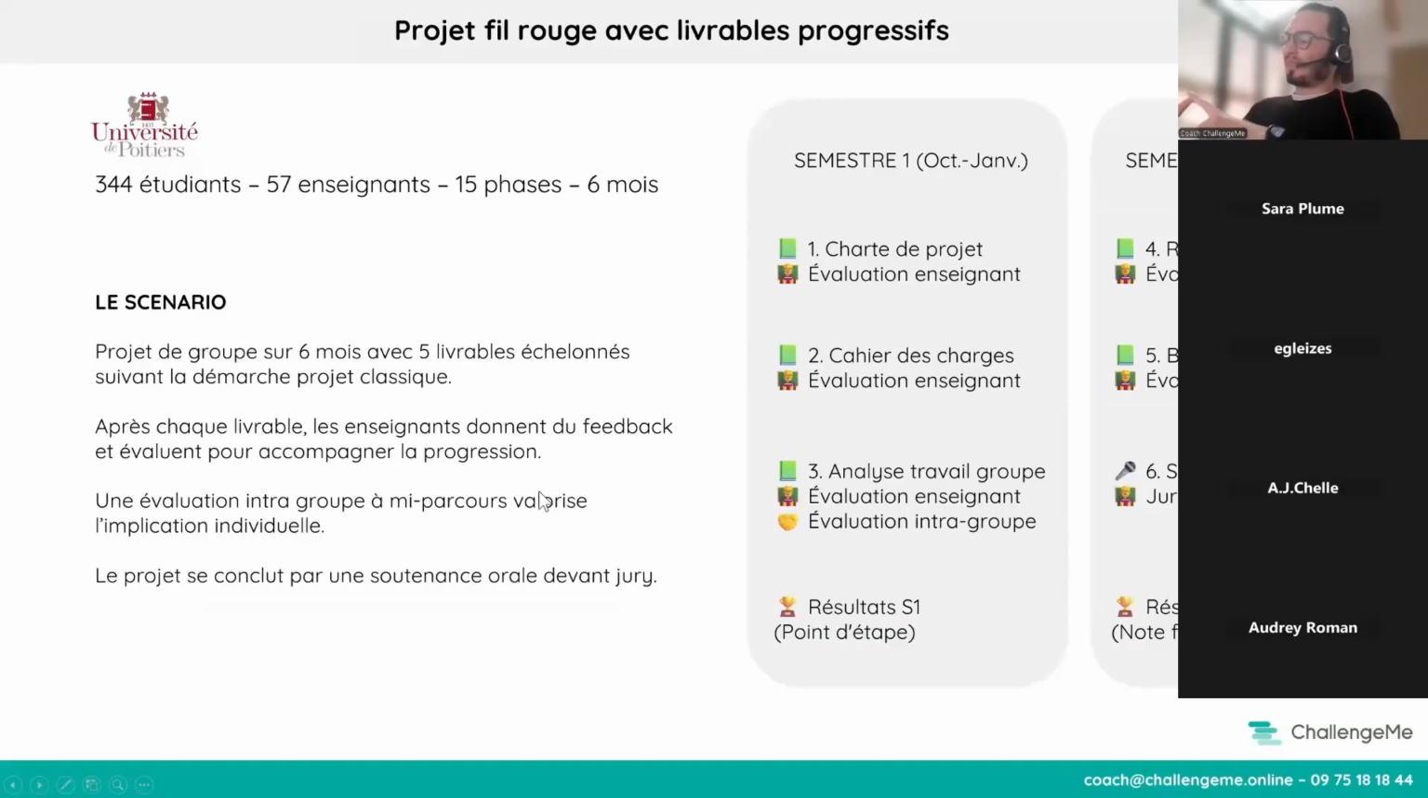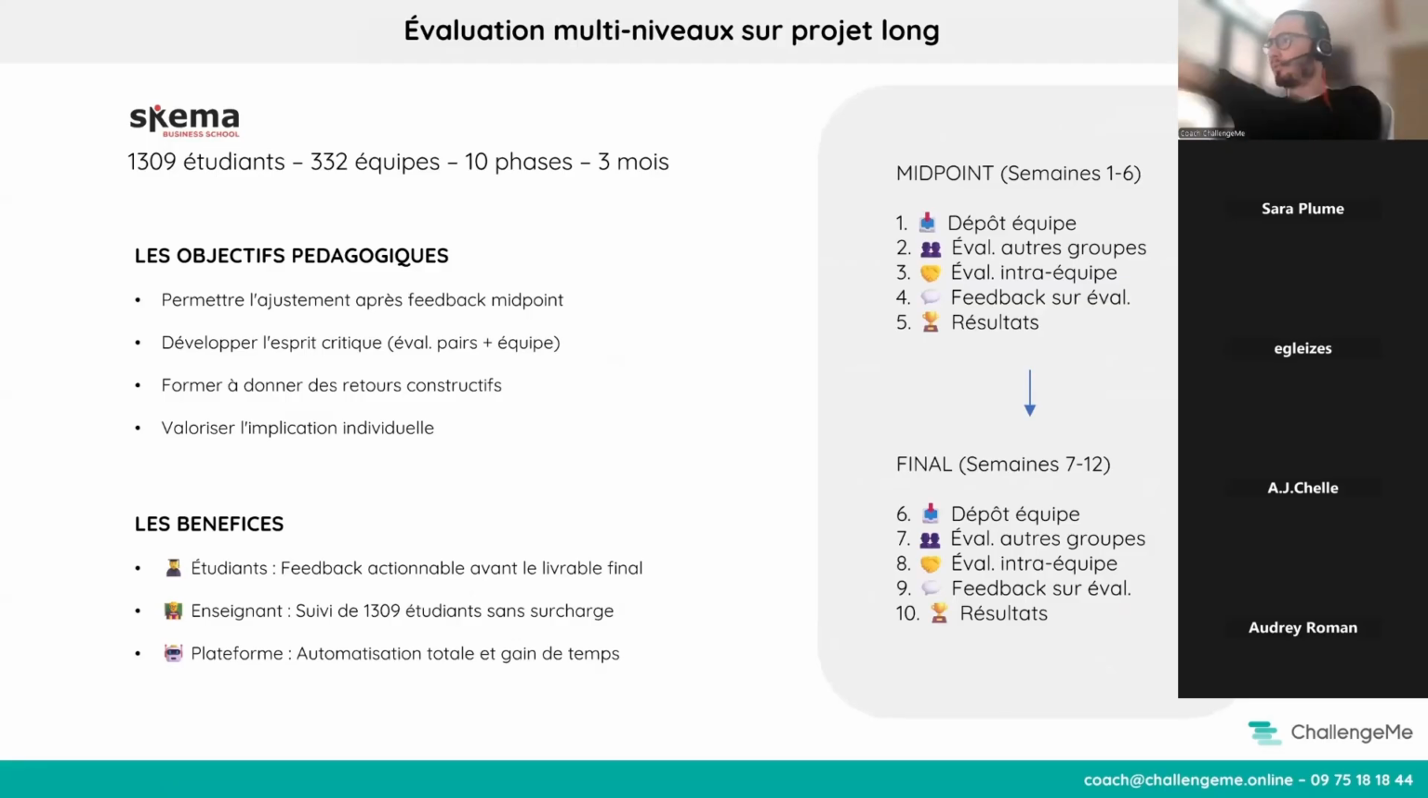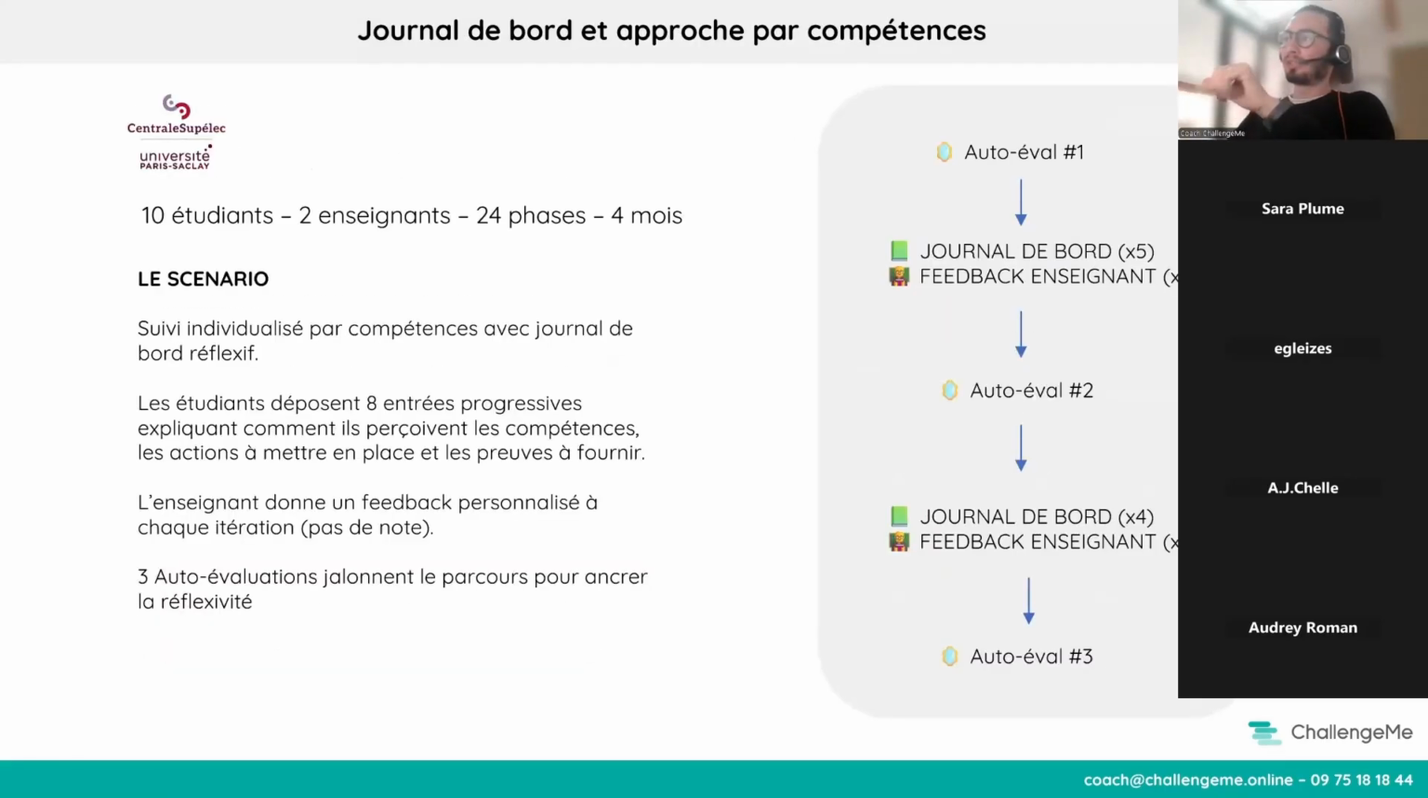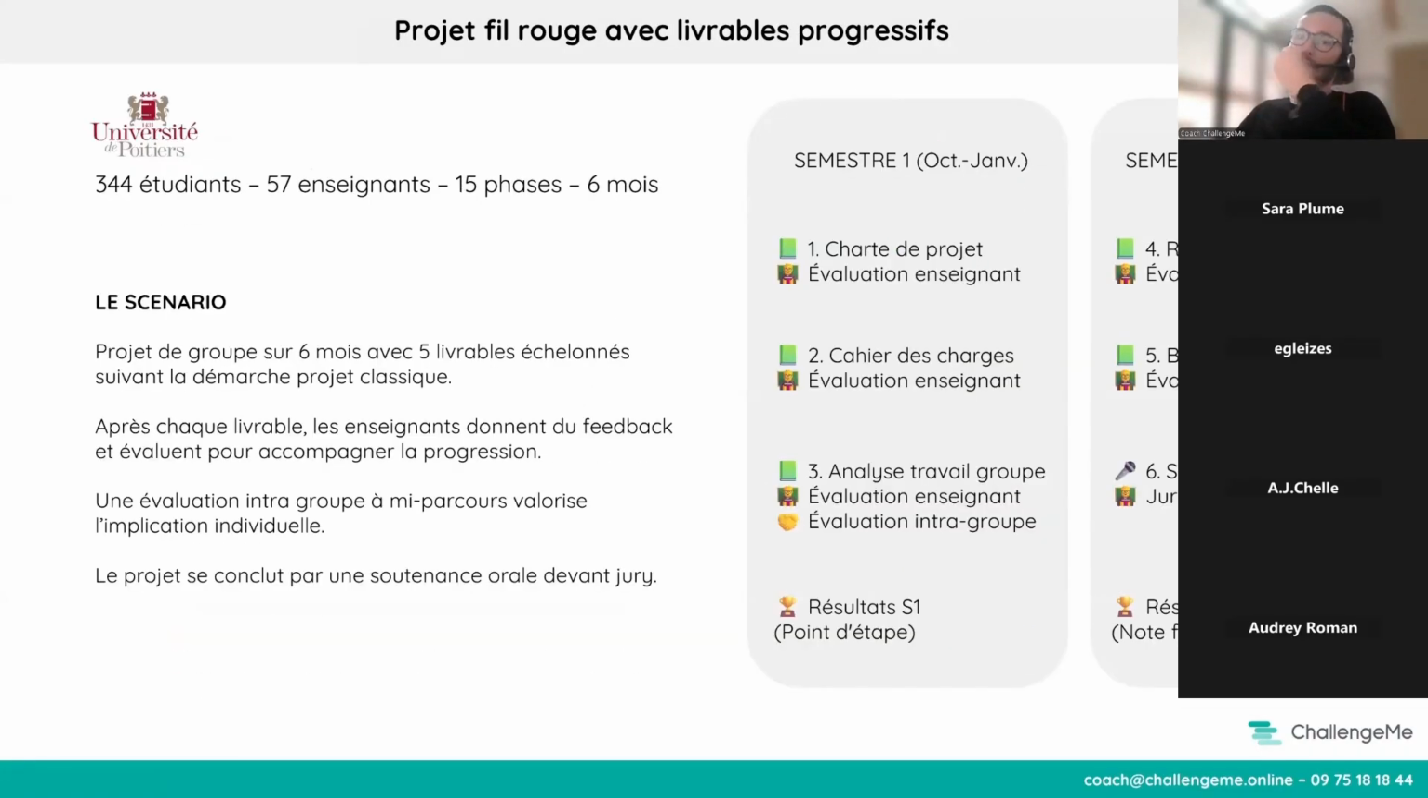So to recap, we saw the first scenario with the diagram where we're dealing with managing a large cohort, 1,300 students with an iterative format. So 2 really distinct blocks with, if I go back, the first block and then the second block. Next, we saw Centrale Supelec, where there's regular feedback on a logbook that the student keeps improving. And now we have a format with the University of Poitiers, which was implemented for 344 students. There were also 57 teachers involved in this project who came to evaluate. We'll look at the details. And there were 15 phases in total, which took place over 6 months.